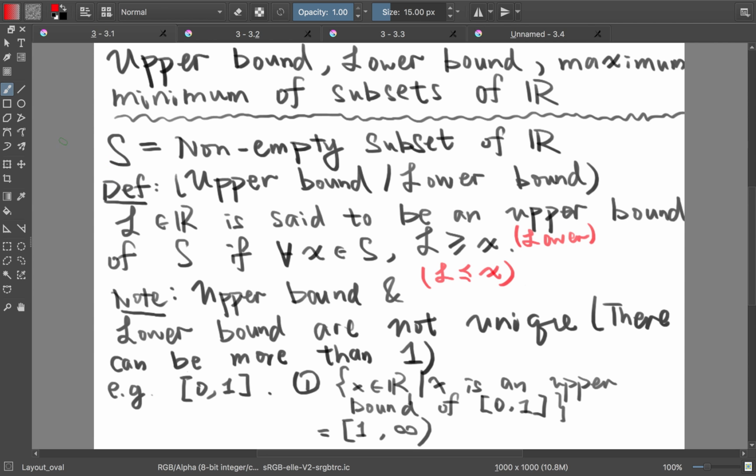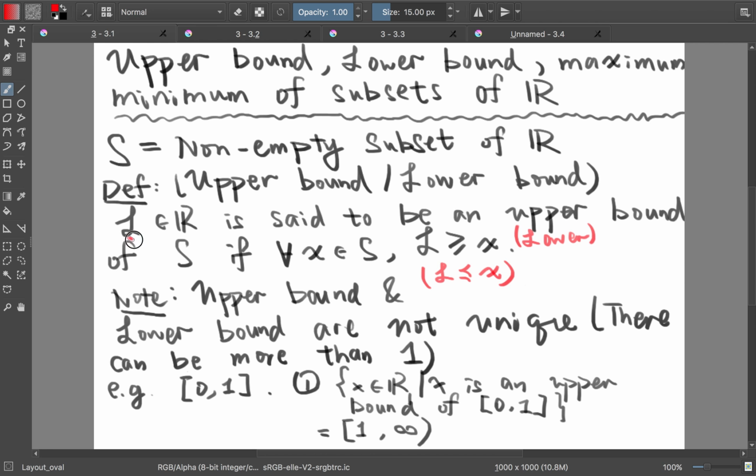Hi, today I'm going to talk about upper bound, lower bound, maximum and minimum of subsets of R. For convenience, I will denote S as a non-empty subset of R. In the first section of the video, we are going to introduce upper bound and lower bound first, and in the second part of the video, we are going to introduce maximum and minimum.